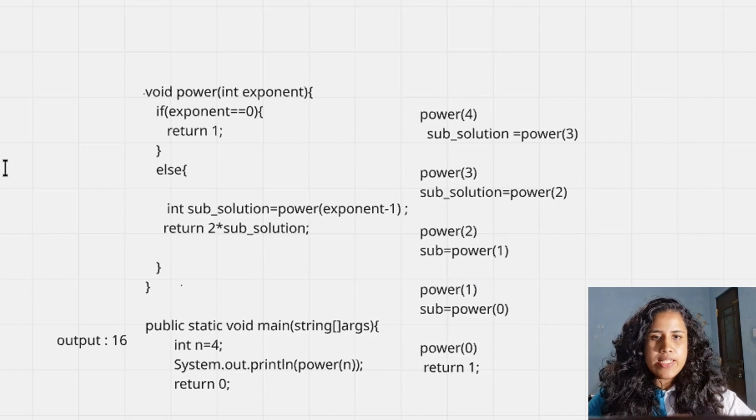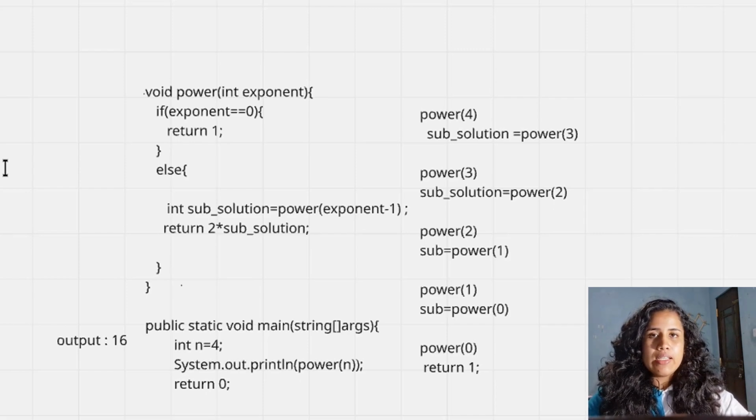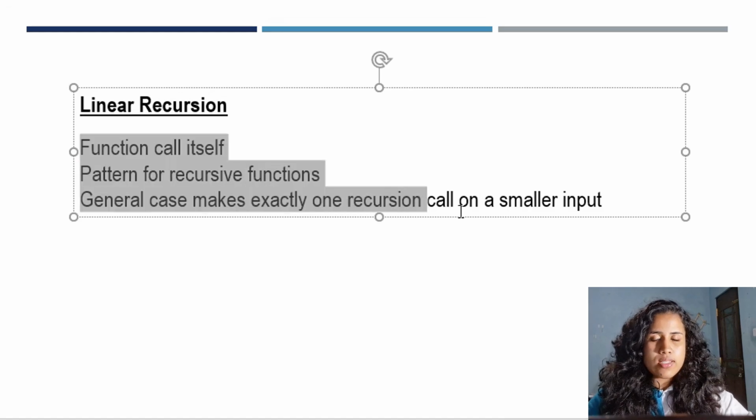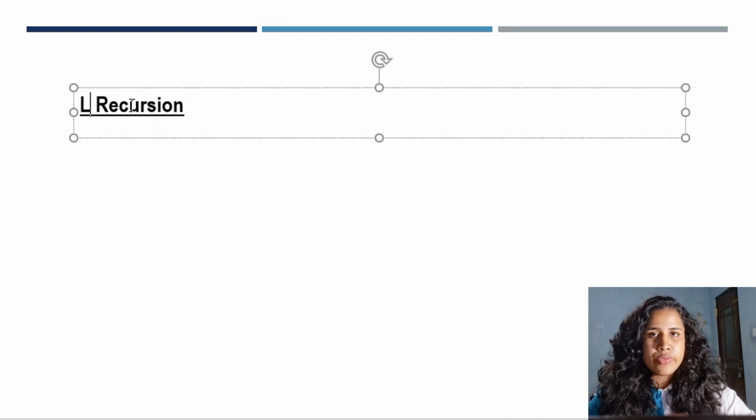Tree recursion means if the recursive function is calling itself more than one time, it is known as a tree recursion. It simply means that the recursive function calls itself more than one time at a time. More than one time at once. So we'll get an idea of what tree recursion is using an example.